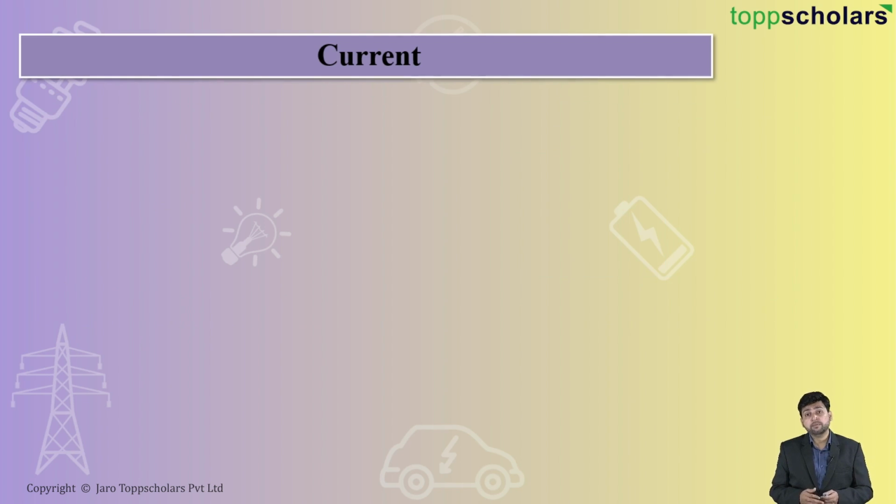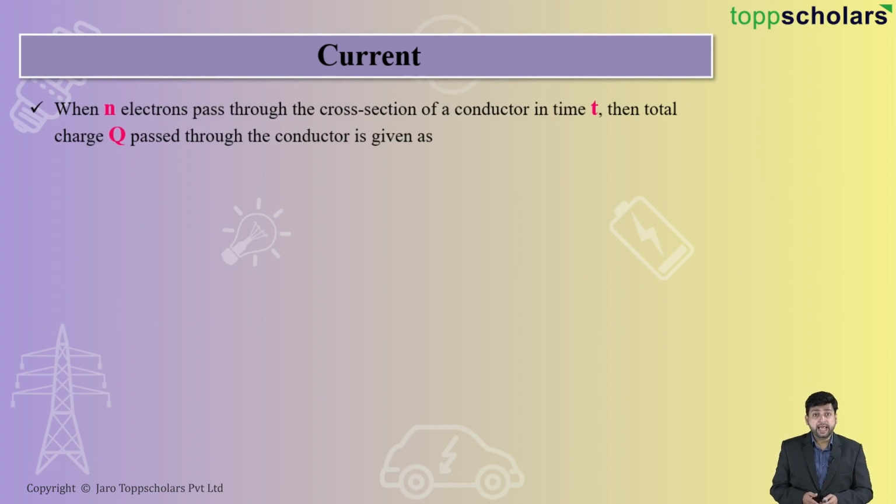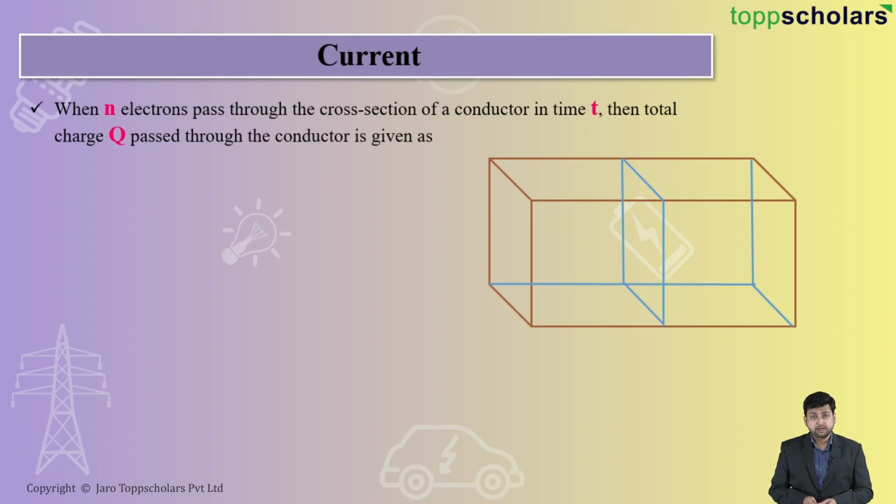Now, let's understand some more topics about current. When n number of electrons pass through a cross section of a conductor in a time t, then the total charge passed through the conductor can be given as follows. Now we are talking about the charge. For example, if I am considering these are your electrons and they flow from one point to another point, here the equation can be given as e.